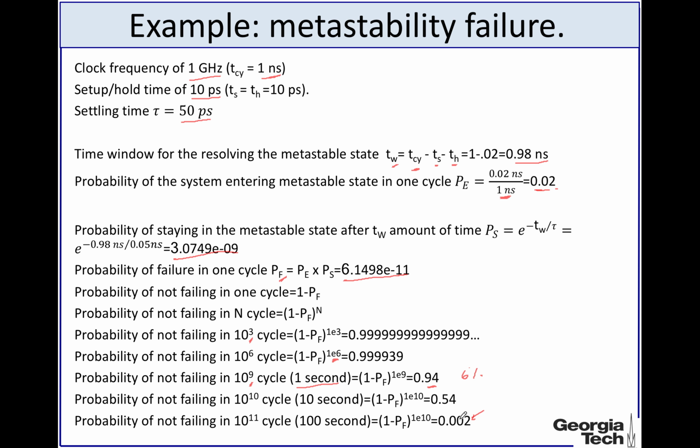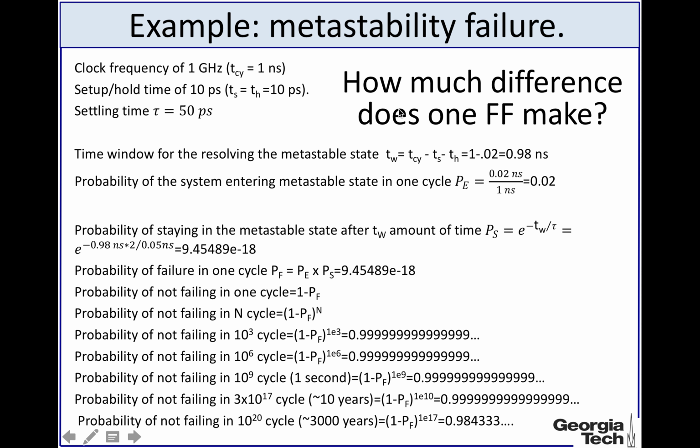So what we need to do is add one more flip-flop to the synchronizer, such that the probability of not failing goes up significantly. If we have a third flip-flop, this time window for resolving will increase. So let's look at the case. What we want to see is how much difference one extra flip-flop makes.